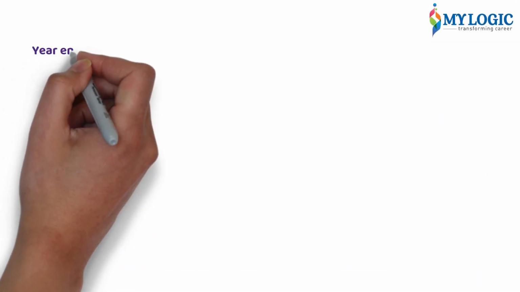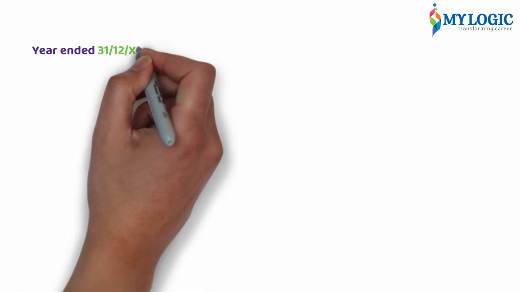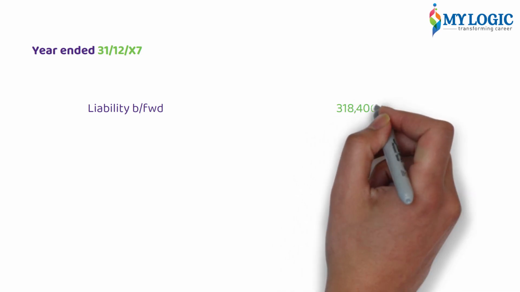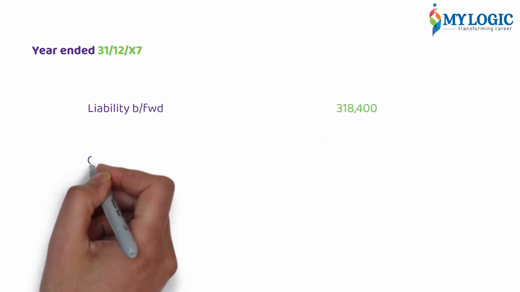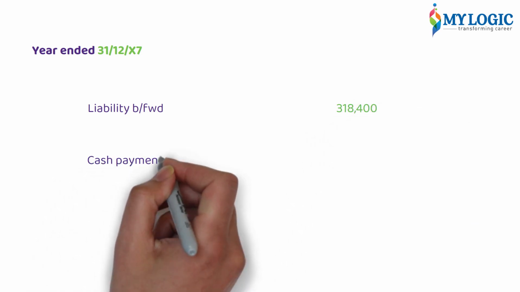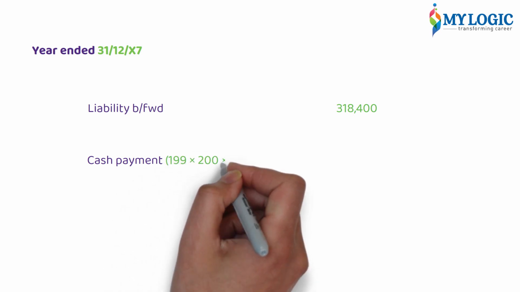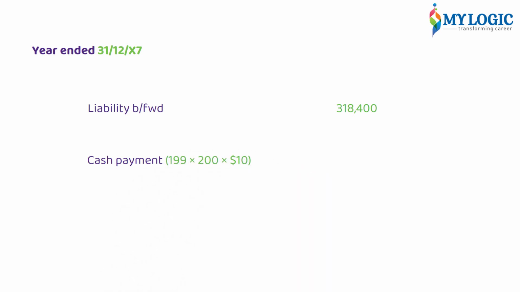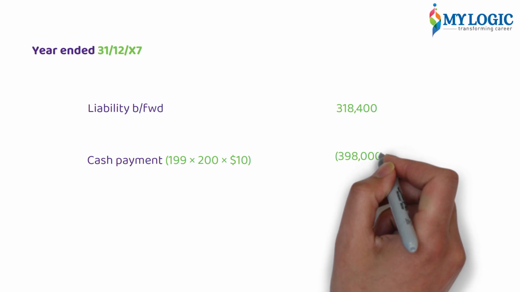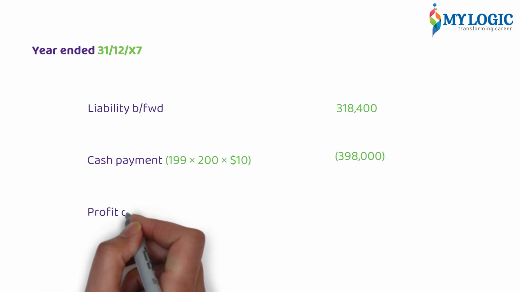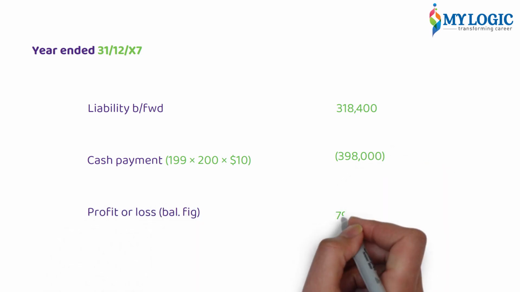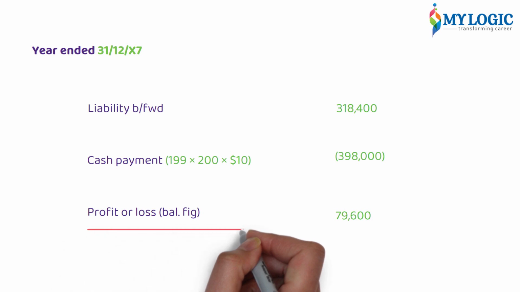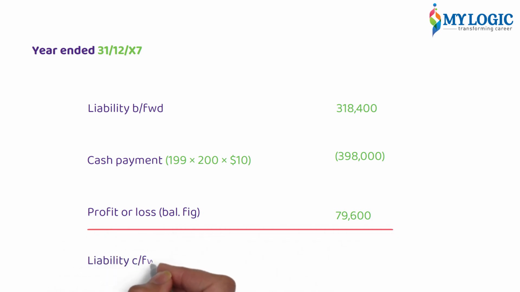Year ended 31st 12/2017. Liability brought forward 318,400. Cash payment 199 multiplied by 200 multiplied by $10, 398,000. Profit or loss, balancing figure 79,600. Liability carried forward nil.